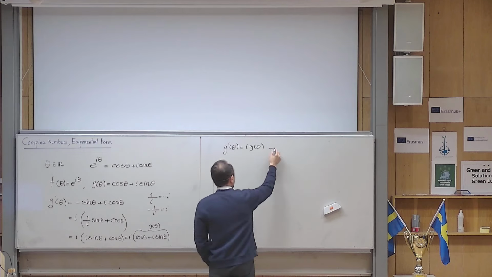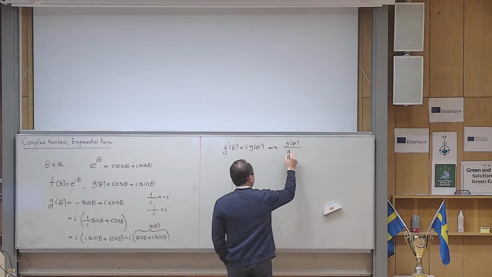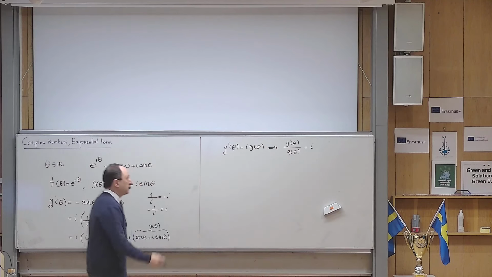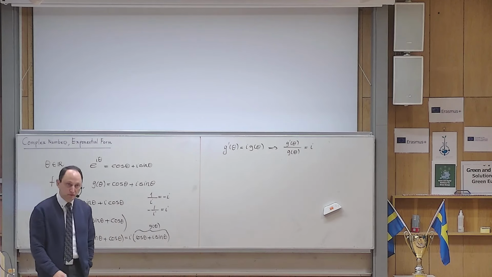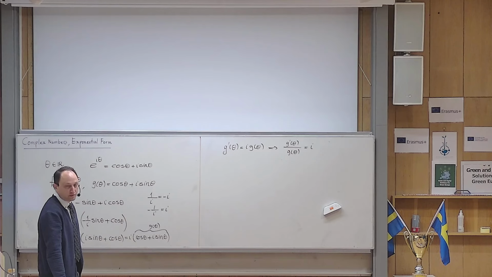But let me divide both sides by g theta, then I will have this. Yes? Okay, but is the left-hand side familiar for you? The derivative of a function divided by the function. It is the derivative of a famous function. Yes? What? No, not e. It's related to e, but it's not e.